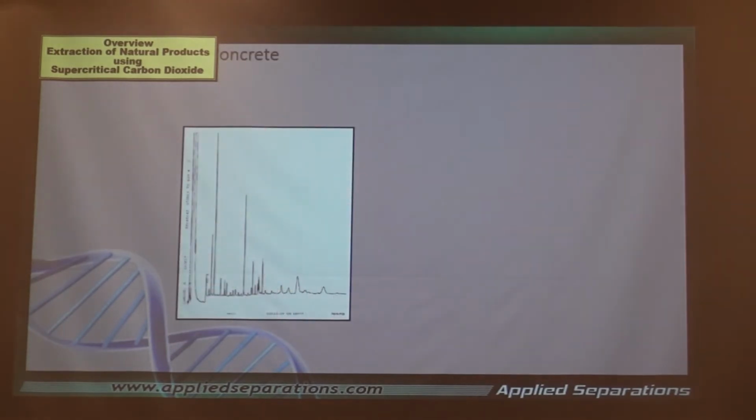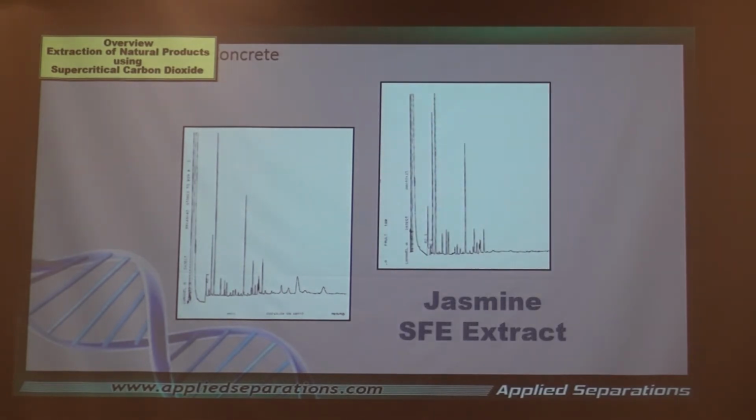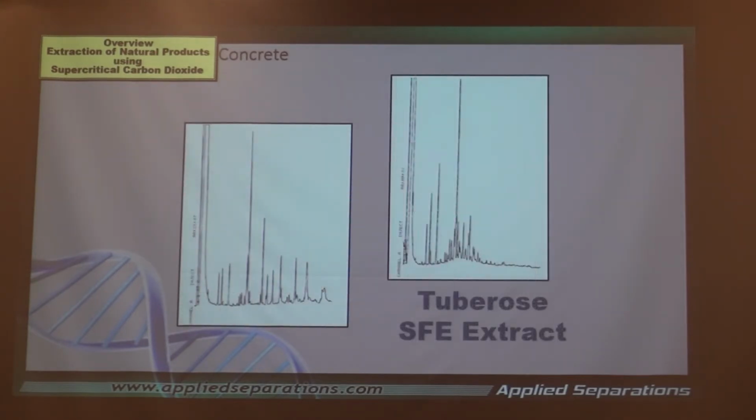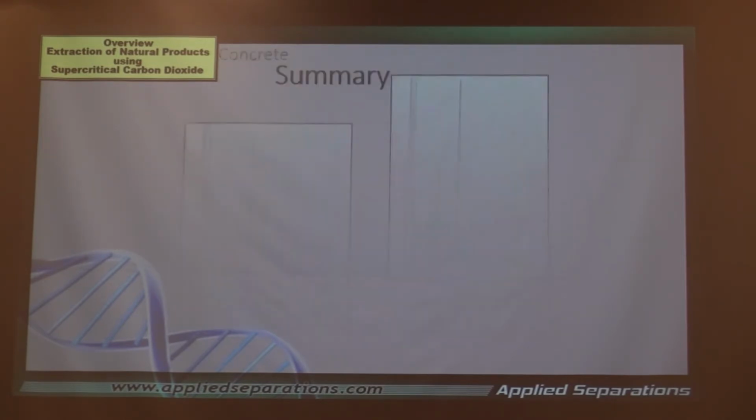We take a look at the analysis of this. Let's take a look. Here we have jasmine extract. Here it is before. And here it is without the waxes. The GC trace. And if we do tuberose, we can do the same thing. You see here it is before and after. We've gone ahead and separated the essential oils from the waxes as well. And we've done it again on the basis of solubility.